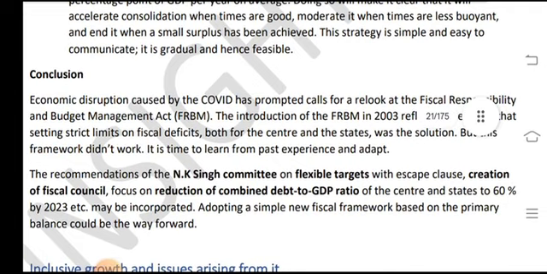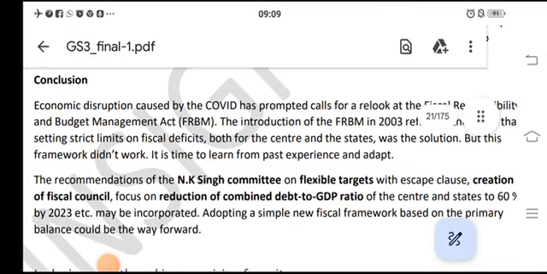believe that the framework doesn't work. It is time to learn from past experience and adapt it. The economic disruptions caused by COVID-19 have prompted the recommendation of the NK Singh committee.